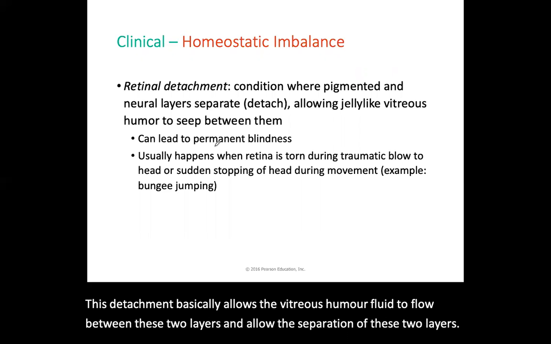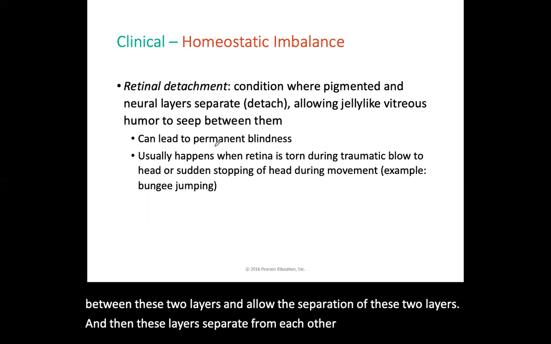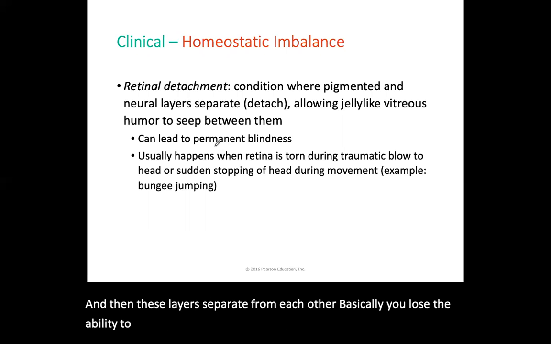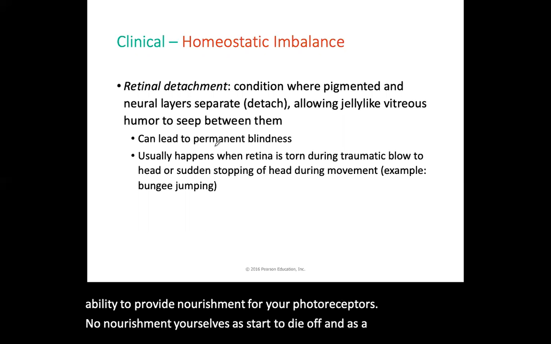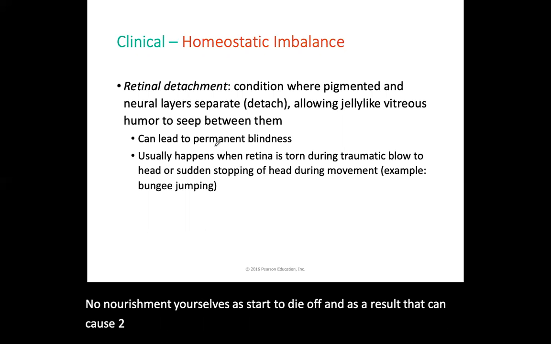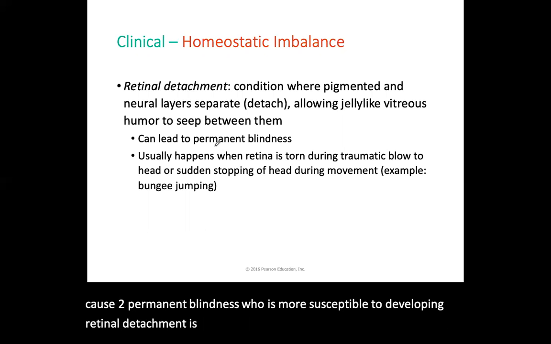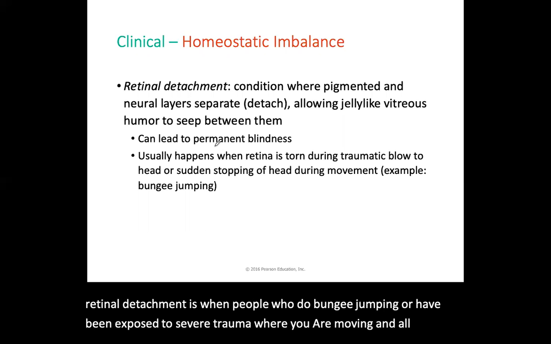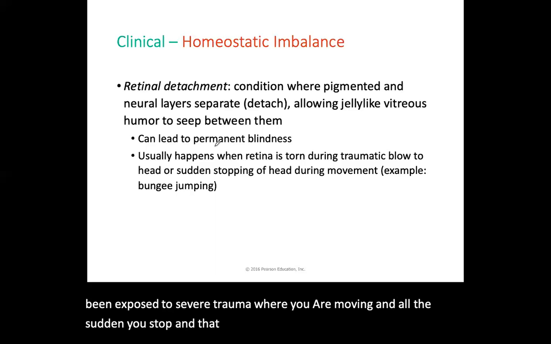And when these layers separate from each other, basically, you lose the ability to provide nourishment for your photoreceptors. No nourishment, your cells start to die off, and as a result, that can cause permanent blindness. Who is more susceptible to developing retinal detachment are people who do bungee jumping or have been exposed to severe trauma, where you are moving and all of a sudden you stop, and that pressure can literally separate these two layers from each other.